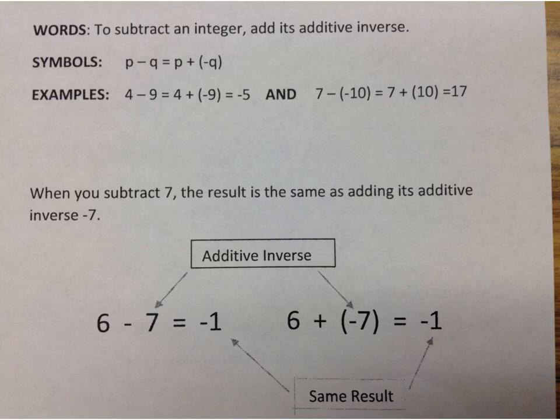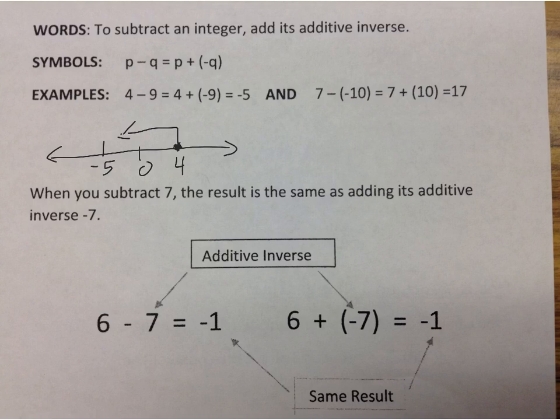For example, on a number line, if I start at 4 and I want to subtract 9, I want to go to the left 9 spaces. Now if I go to the left 9 spaces, I'm going to end up at negative 5. If I look at 4 plus negative 9, I'm still starting at positive 4. I'm adding negative 9. That means I'm still going to the left 9, and I still end up at negative 5. So as you can see, minus 9 and negative 9 say the exact same thing.